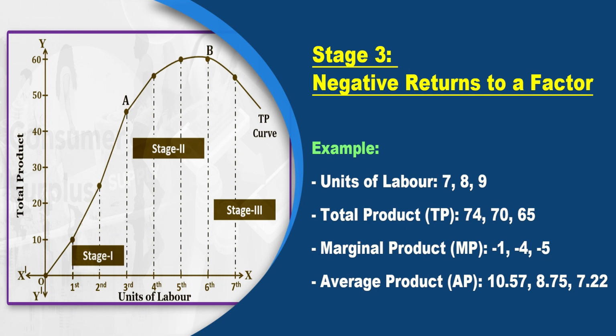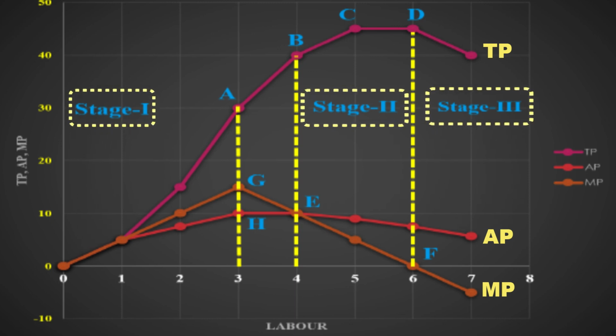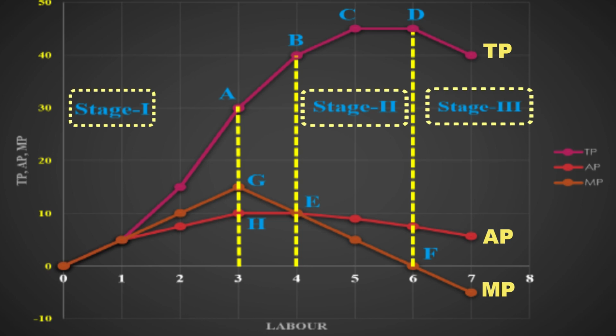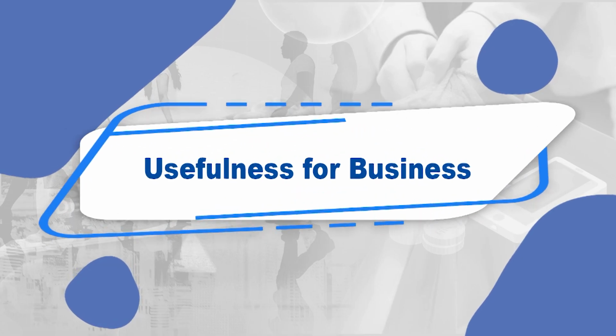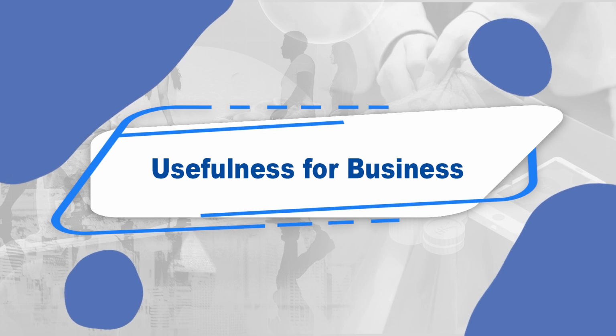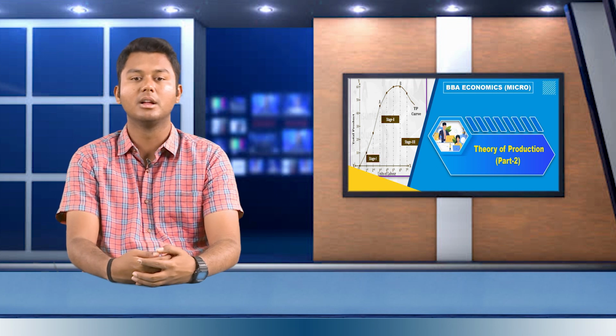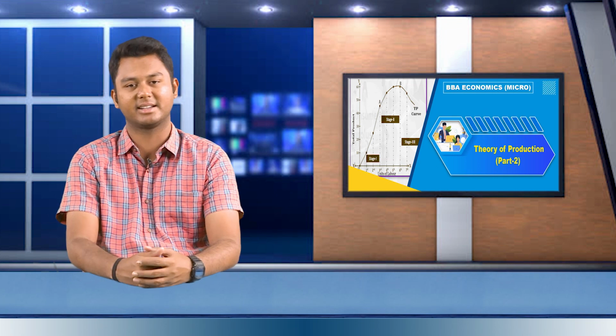Graphically, the law of variable proportions can be observed as follows. Here you can see all the 3 stages and you can compare how in each stage the things are shifting. Now let us look at the usefulness of this law for any given business. Understanding the law of variable proportions is critical for business for several reasons.